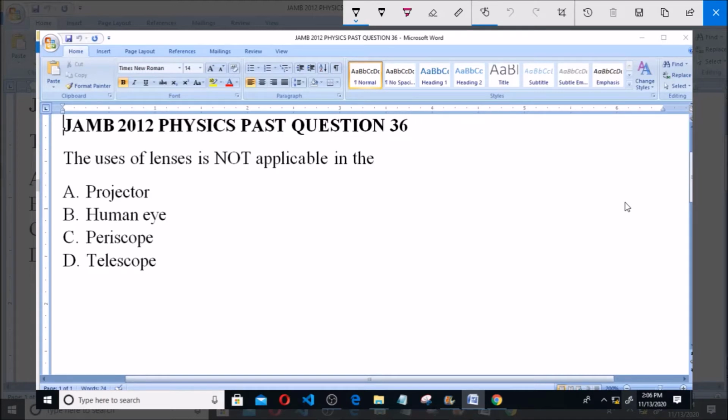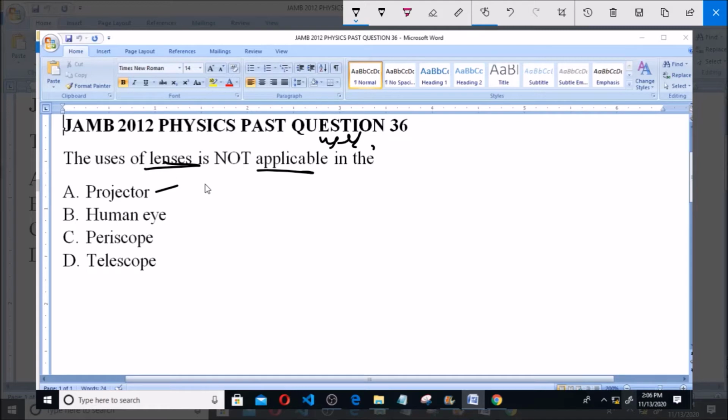The uses of lenses is not applicable in the: A. Projector, B. Human eye, C. Periscope, D. Telescope. So you are asked in which of these four options are lenses not applicable or used. Now let's look at each of the options.